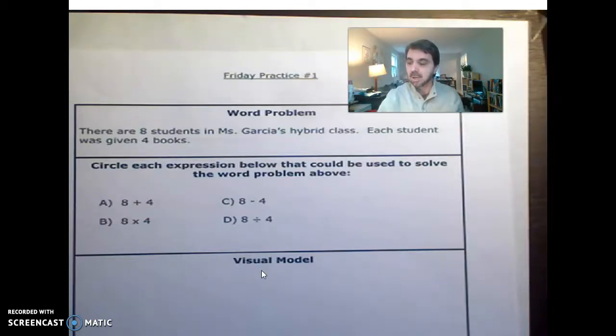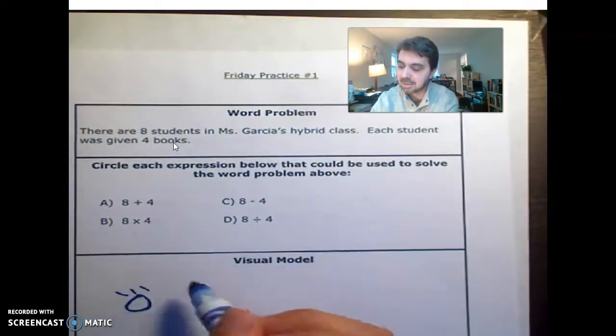Okay? So it says there are 8 students in Ms. Garcia's hybrid class. Each student was given 4 books. Okay, so there's 8 students. I'm thinking there's 8 students.